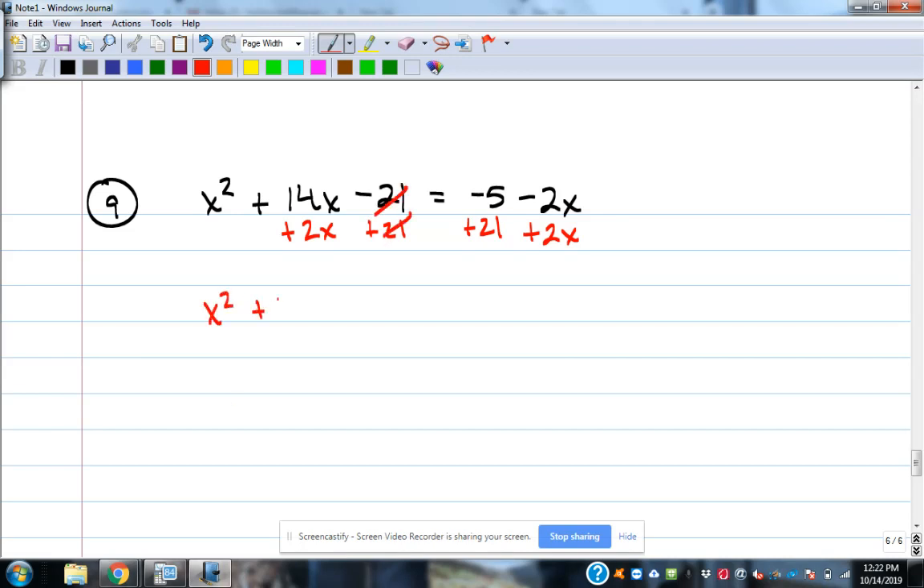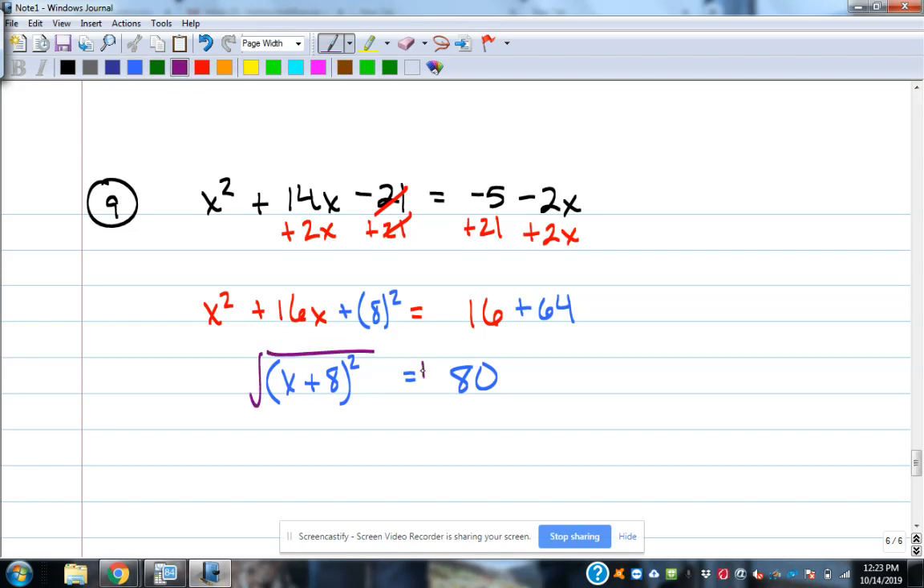So we get x squared plus 16x is equal to 16. Now what? Half of the b. So half of 16 is 8. So we're going to add 8 squared, which we know 8 squared is 64, right? So this will factor as x plus 8 squared. And then the right-hand side is what number? 80. You guys are getting quicker at it.